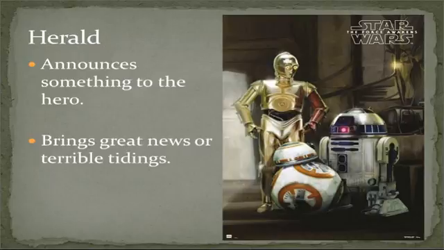The next archetype is the Herald. And the Herald's job in a story is to announce something to the hero. They're there to bring great news or terrible tidings. They're there to bring information to the hero themselves. Of course, since I'm talking to 8th graders, I do lean on Star Wars as much as I lean on my superhero slides. But think about the droids in Star Wars, for those of you who've seen the movies.